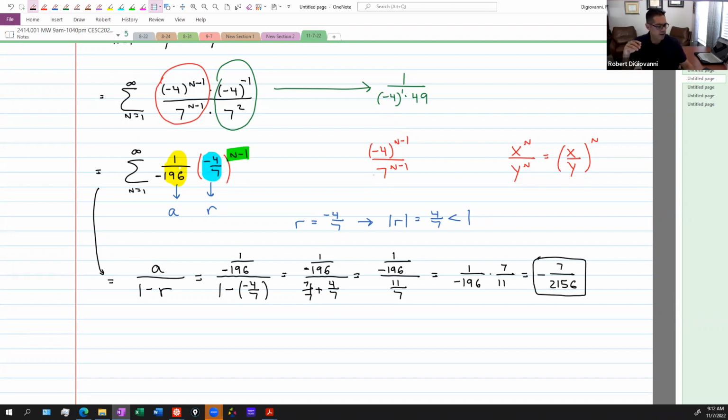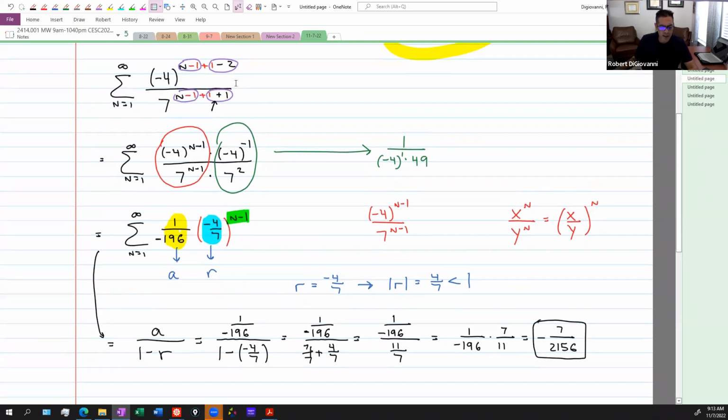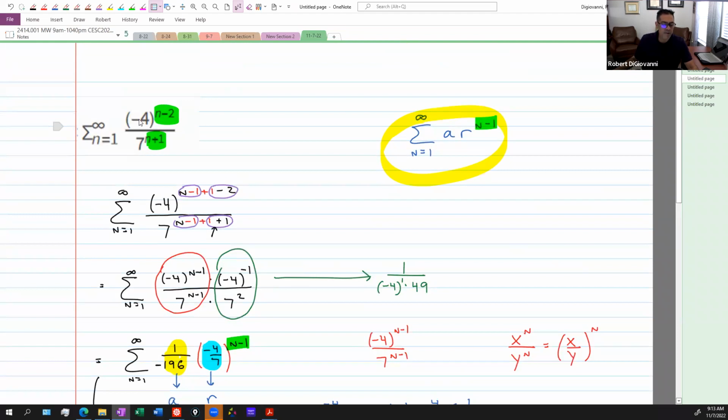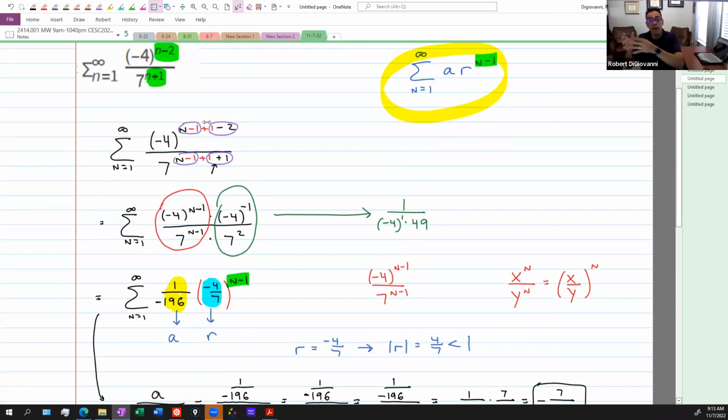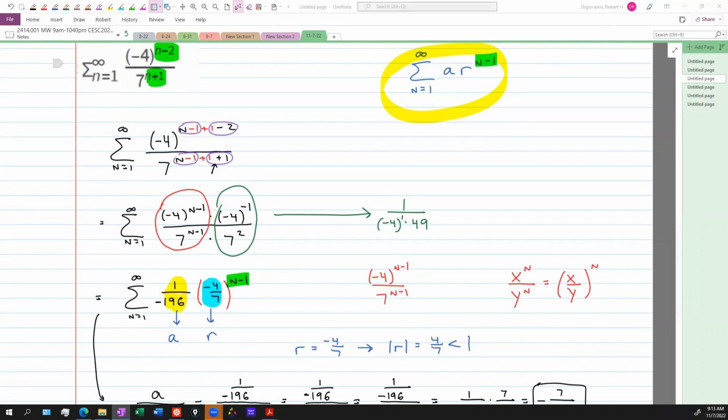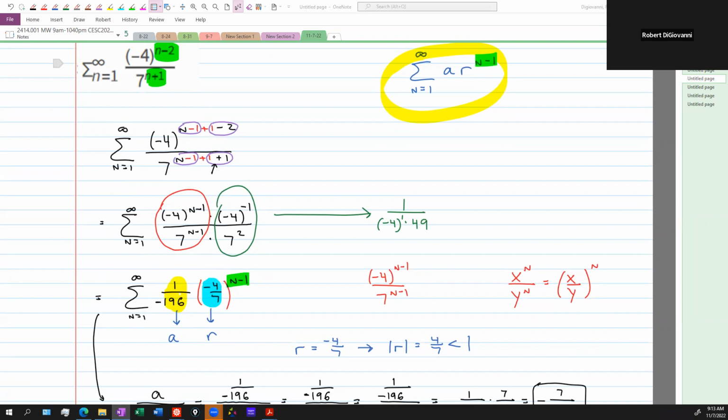Does that bother you that it's negative, or is that okay? This series alternates because in the very beginning, right, we have -4 being raised to different powers. So sometimes that's going to be negative, sometimes it's going to be positive. And so what we're saying is when we add all these up forever, we have more negatives than we have positives, which is why we get a negative answer. Any questions there? Okay, let's continue.